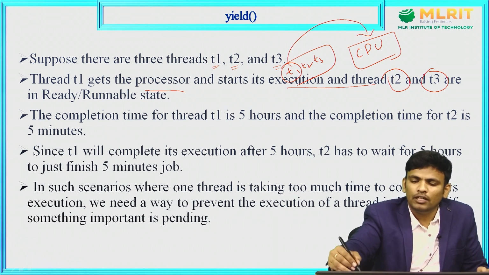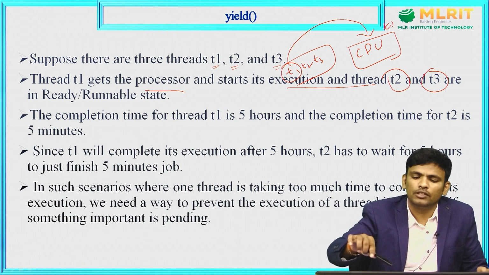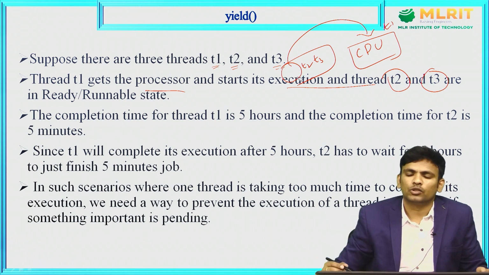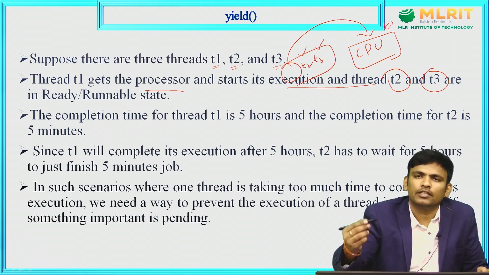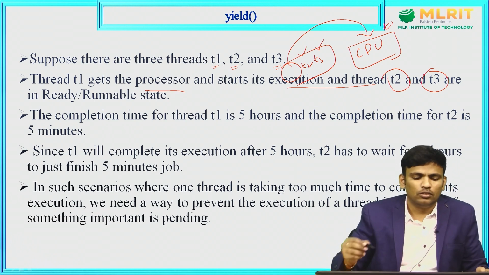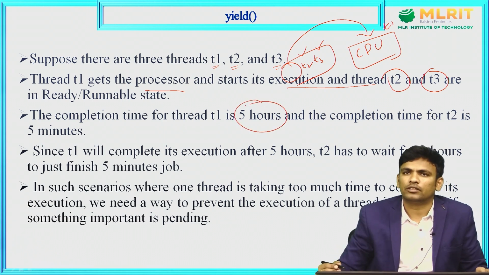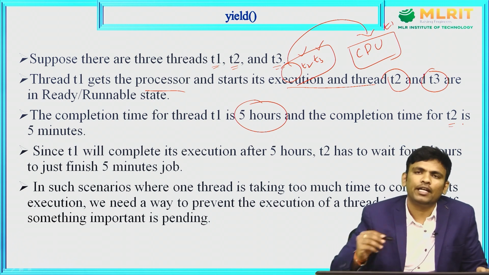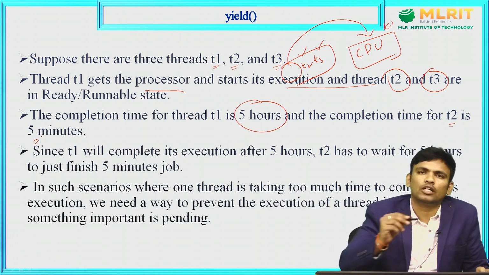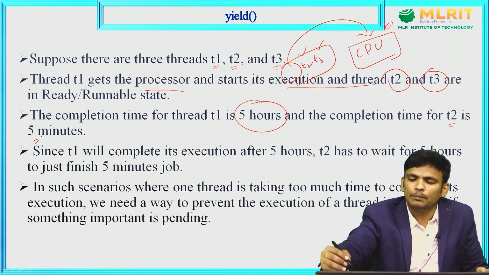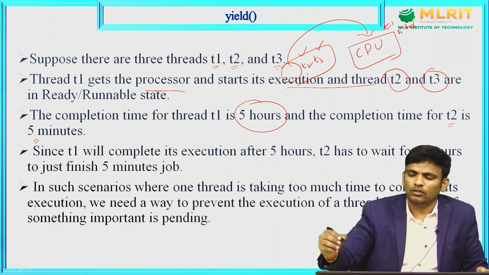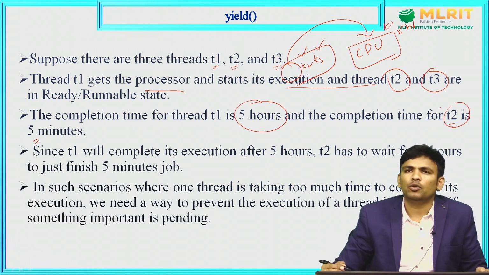Now T1 is executing on the CPU, so in the waiting state we have only T2 and T3. Assume the work of T1 takes 5 hours, and T2 is waiting for just a 5-minute job. T1 is executing on the CPU for 5 hours, so T2 must wait 5 hours just for 5 minutes of work. This is the scenario of the problem.